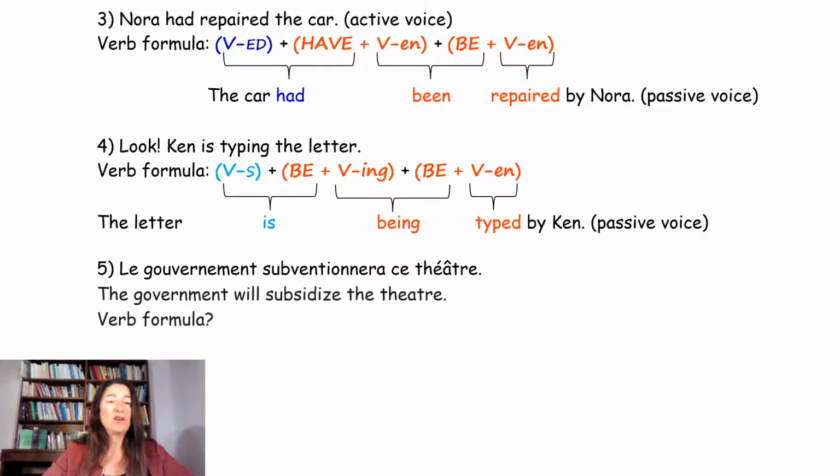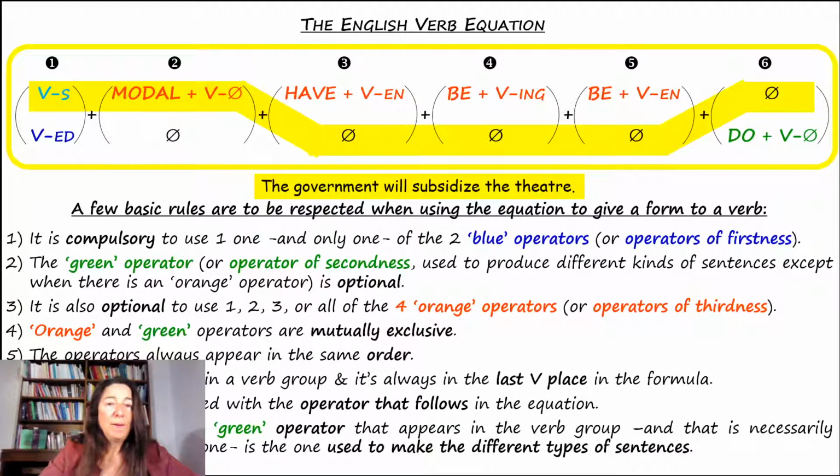So in English: the government will subsidize the theater. And the verb formula here is, yes, let's go faster. Obviously, will is in the present tense, but that's a big one actually, because usually many people believe that will is the future, and as you can see, it is not. It is the present tense of the modal, the past tense being would.